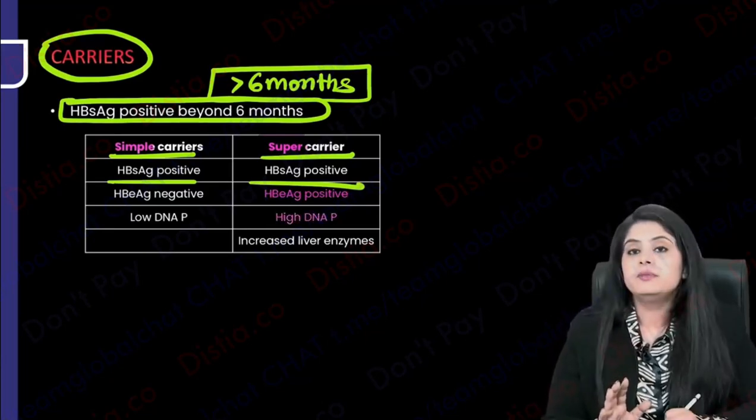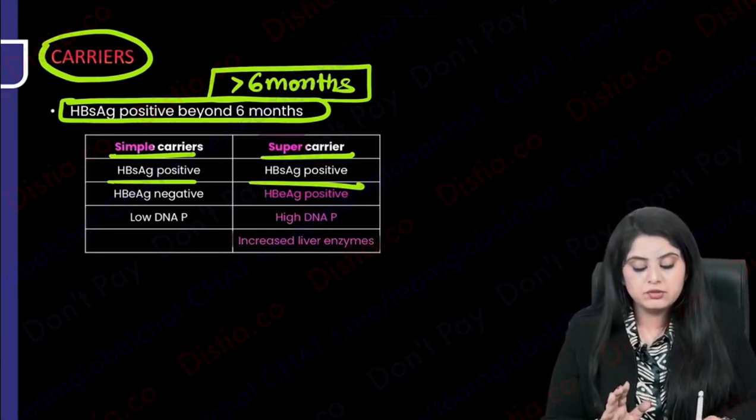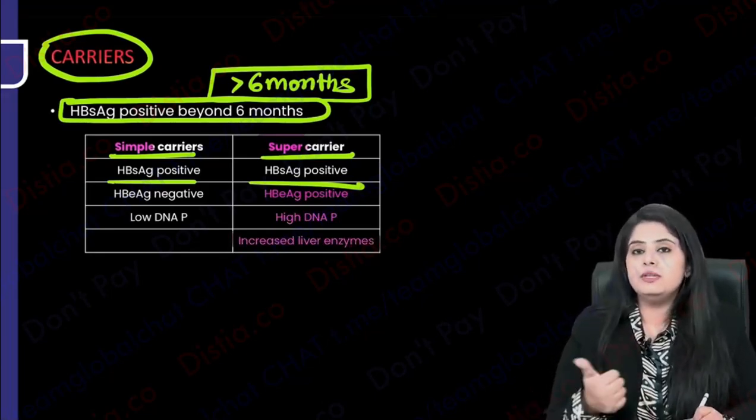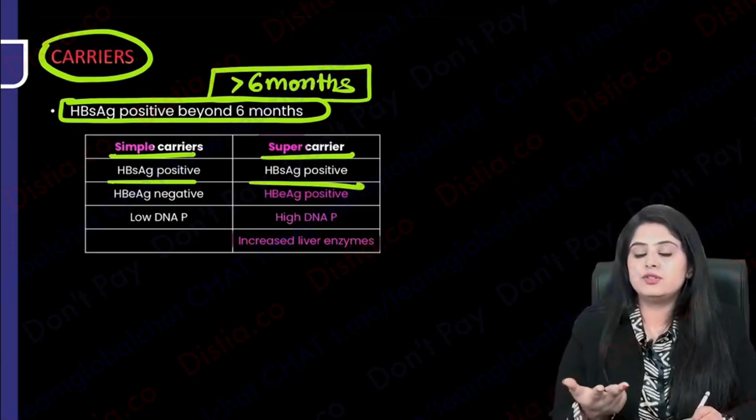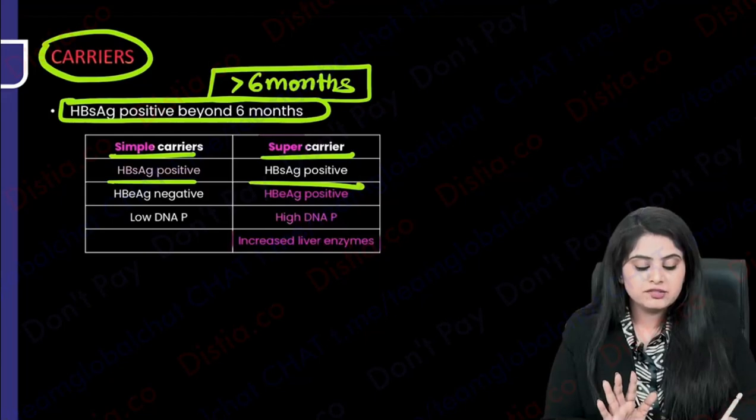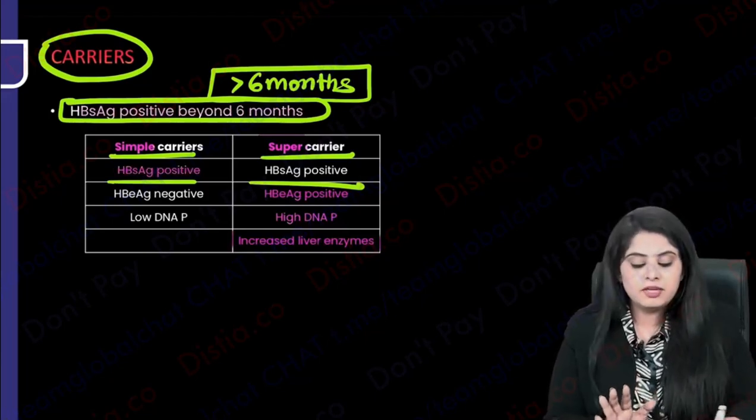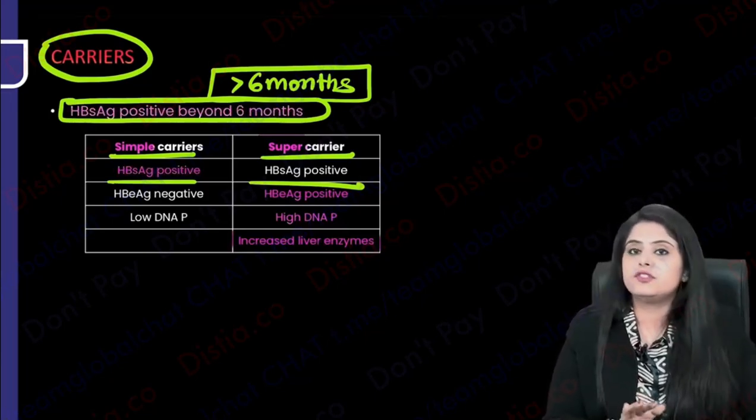And the DNA polymerase is also there. The liver enzymes are also increased. That is why he's super duper. HbE is also there, DNA polymerase is also there, enzymes are also elevated. Simple is just simple. Keep life simple. Simple definition: HbS is positive beyond 6 months.